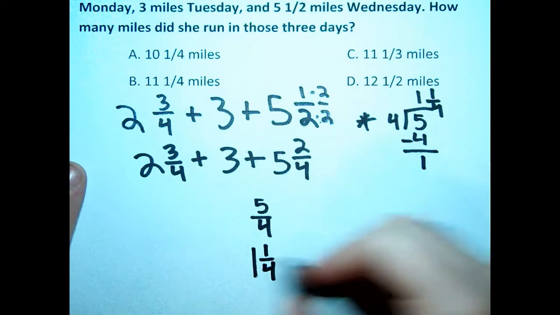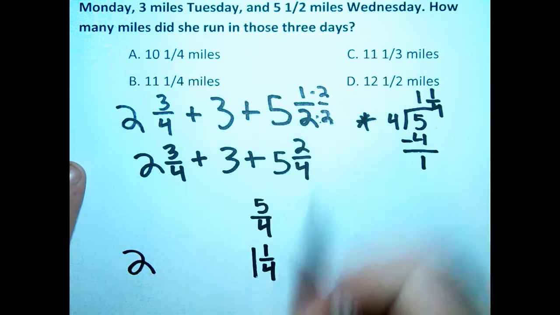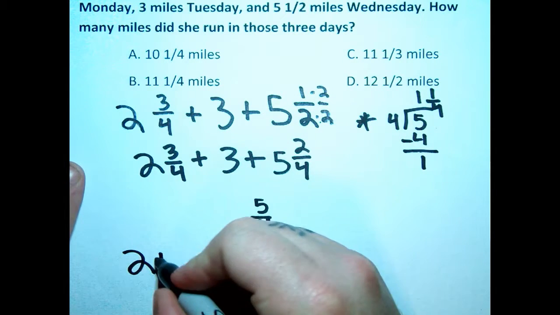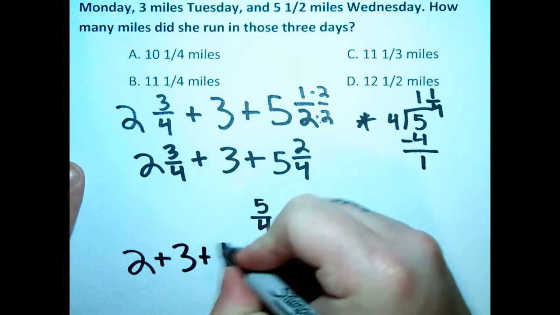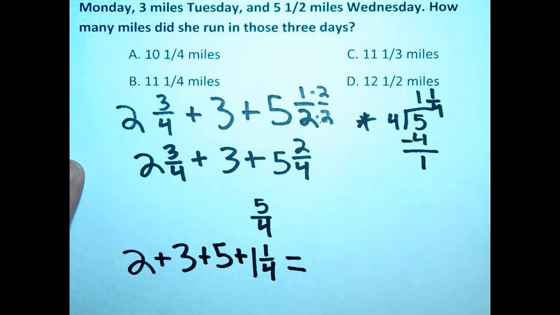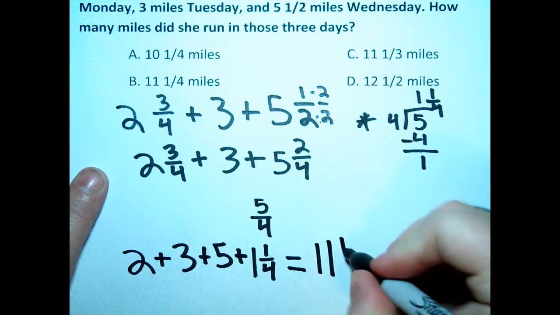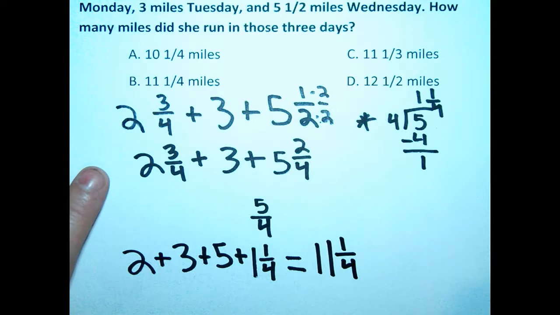And then I still need to add 2 because it's not 2 3/4 anymore because we've taken the fractions and put them here. And then we're going to add a 3, and we're going to add a 5, and we're going to add a 1 1/4. Okay? So I know that 2 plus 3 is 5, and I know that 5 plus 5 is 10, and I know that 10 plus 1 is 11. So I'm going to end up with 11 wholes, and I still have this 1/4 here. So once I add all these together, I will get 11 1/4.